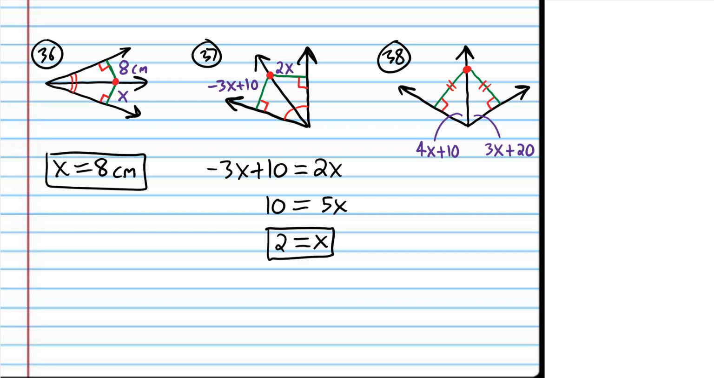All right, we're back. We're using the converse of the angle bisector theorem, because we know that these lengths are equal, and the 90-degree angles tell us that this is the shortest distance between the ray and the point. So by the converse, that means that this ray must be an angle bisector. So that means that these angles are equal. So 4x plus 10 must be equal to 3x plus 20. Subtract 3x from both sides. And subtract 10 from both sides, and we see x is equal to 10. So if you got 10, good job.